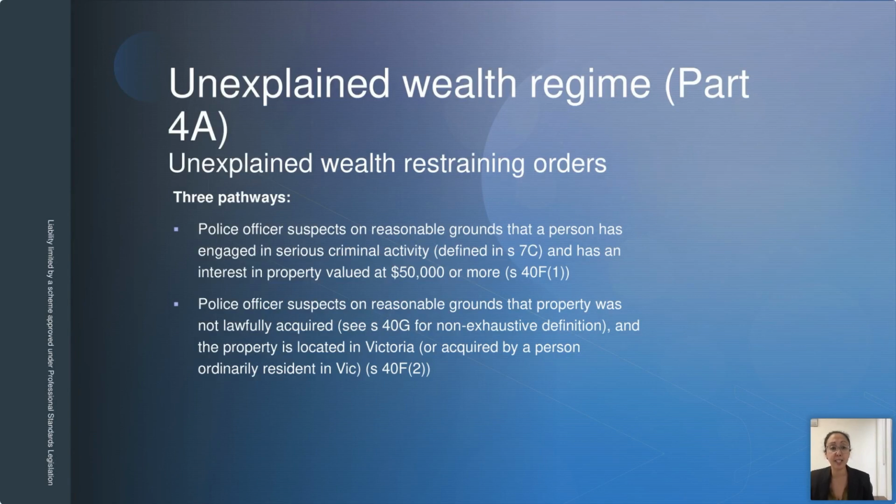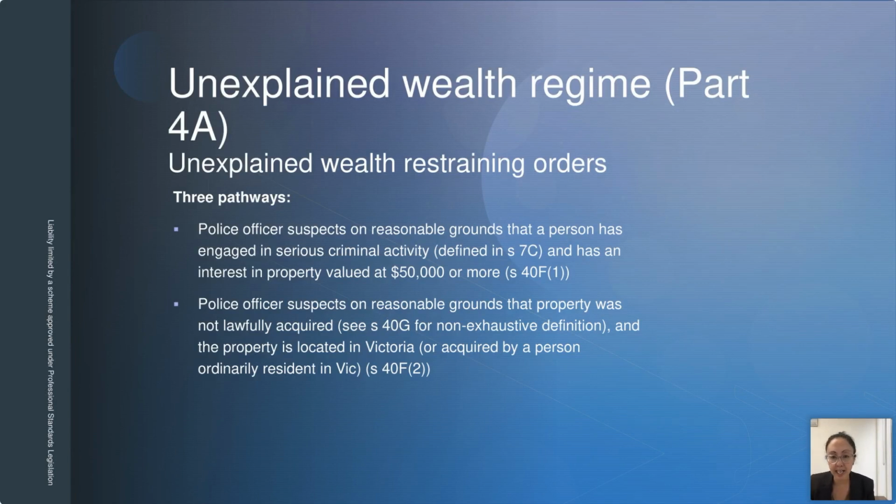The police officer suspects on reasonable grounds that a person has engaged in serious criminal activity and has an interest in property valued at $50,000 or more. So serious criminal activity is specifically defined, and they include money laundering offences. So it's that offence, suspicion of an offence, plus an interest in property. And then the second ground is a suspicion that property is not lawfully acquired.